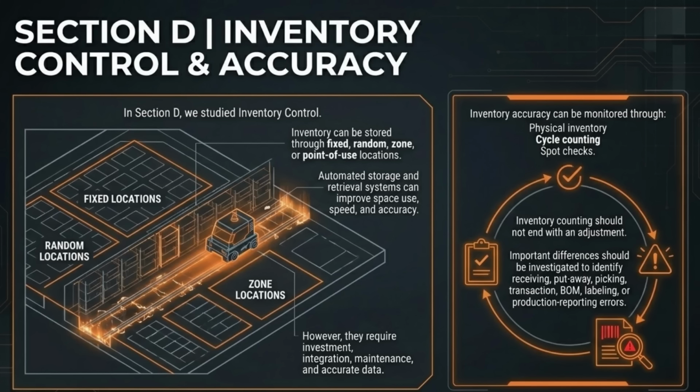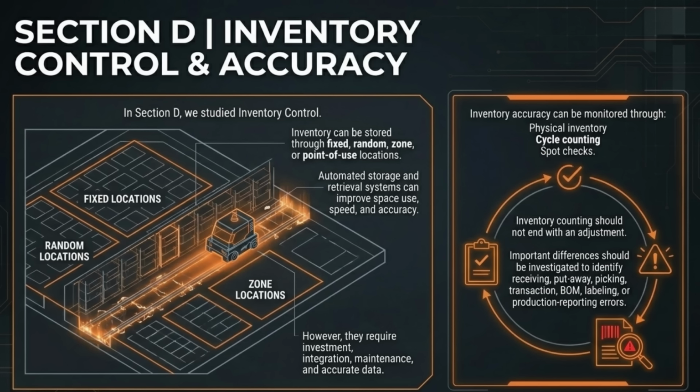In Section D, we studied inventory control. Inventory can be stored through fixed, random, zone, or point-of-use locations. Automated storage and retrieval systems can improve space use, speed, and accuracy. However, they require investment, integration, maintenance, and accurate data.